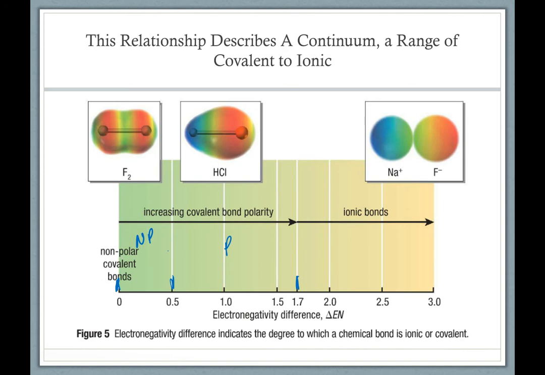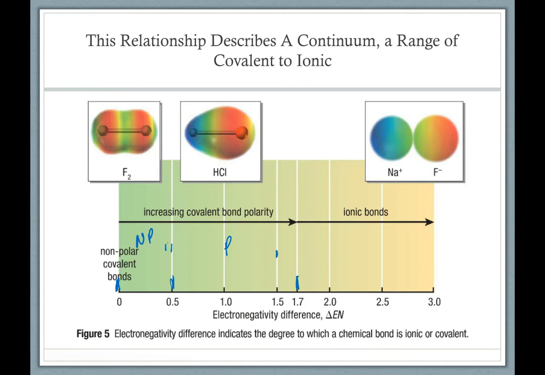But if we're right on the cutoff, so let's say we had a value of 0.5. If you got a delta EN of 0.5, that would be classified as a polar covalent bond because it's between 0.5 and 1.7. And we would say there's a charge buildup. But the charge buildup that you have would be a lot less than something that has a delta EN of 1.5. So this is a continuum.